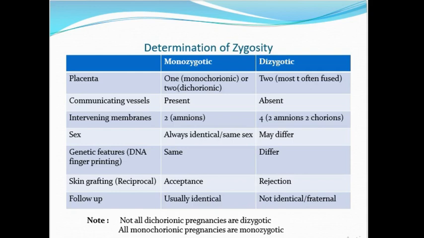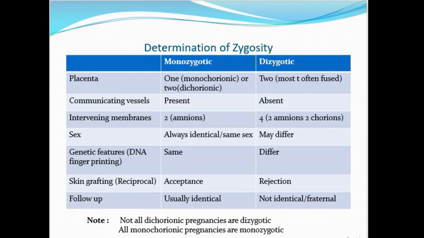Then their genetic makeup is always the same, and they also accept skin grafting. On the other hand, the dizygotic twins are also known as the non-identical twins or the fraternal twins. They result from the fertilization of two separate eggs. Now, they have two placentas which are often fused together, and there are always absent communicating vessels between them.